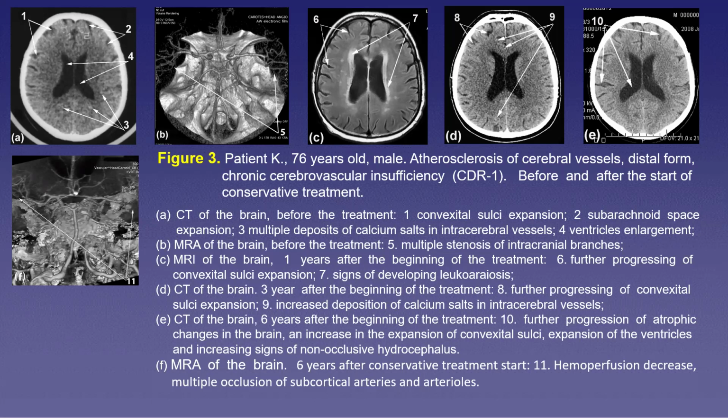In figure E, you see CT scan of the brain 6 years after the beginning of the treatment with further progression of atrophic changes in the brain, an increase in the expansion of convexital sulci, expansion of the ventricles, and increasing signs of non-occlusive hydrocephalus. And then figure F, MRI of the brain 6 years after conservative treatment, you see hemiperfusion decrease, multiple occlusion of subcortical arteries and arterioles. Next slide.